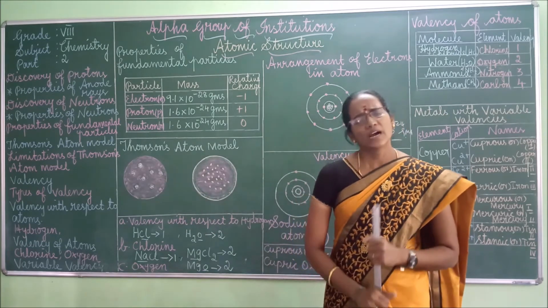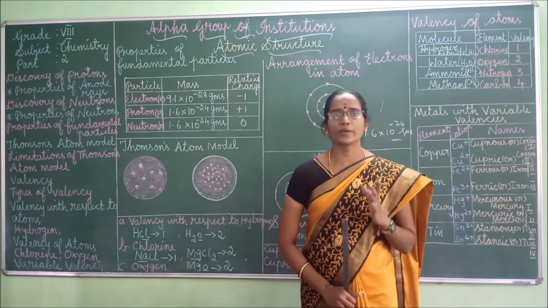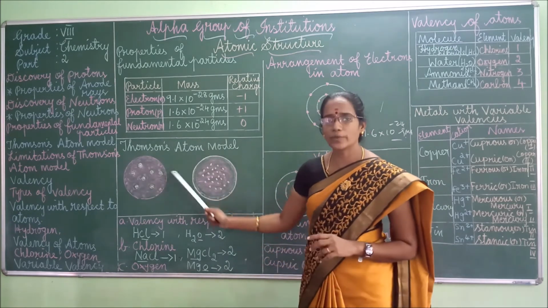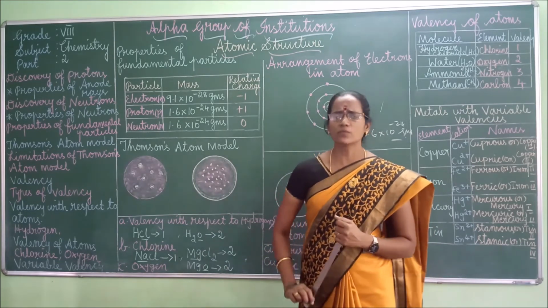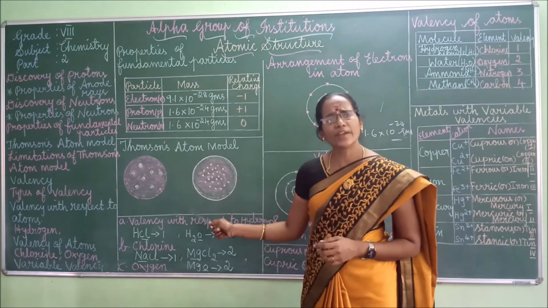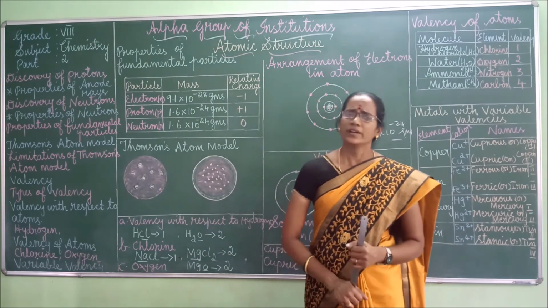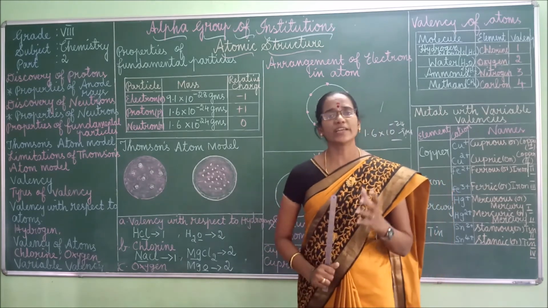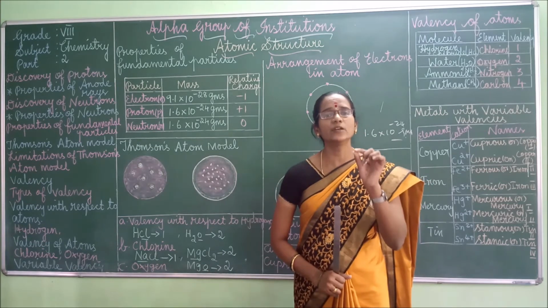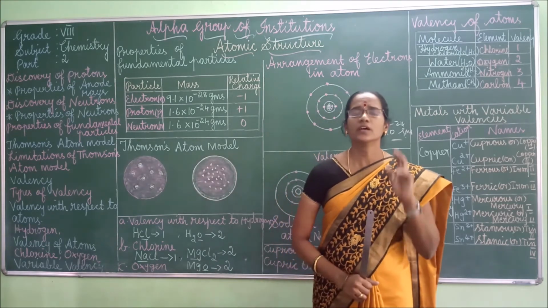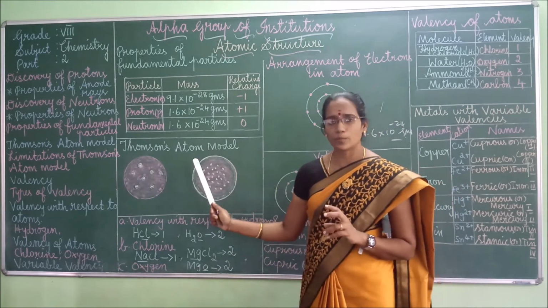Got it, children? At the same time, there are some limitations in Thomson's atomic model. What are the limitations? This model failed to explain the stability of an atom, right? Next, this model failed to explain the scattering of alpha particles by thin metal foil. Got it, children? These are the two limitations of Thomson's atomic model.